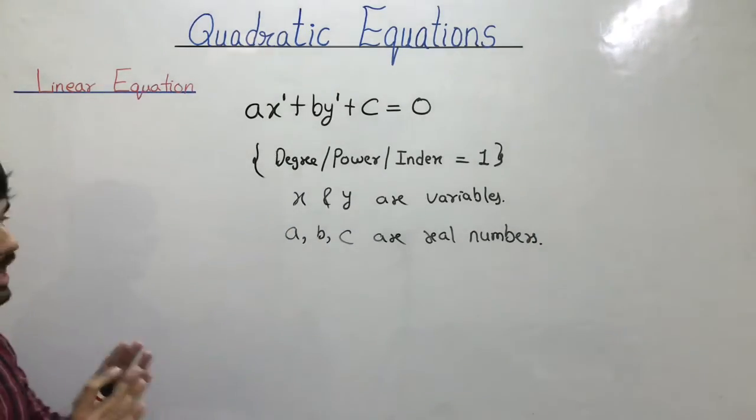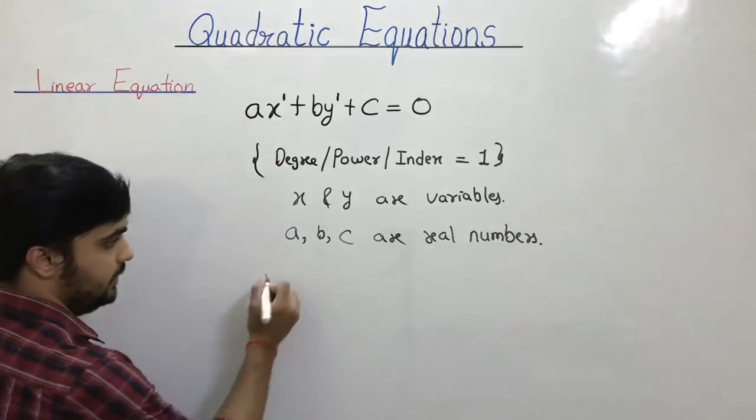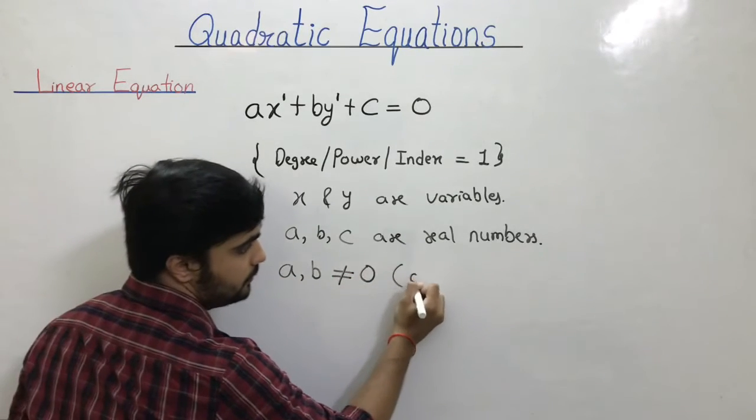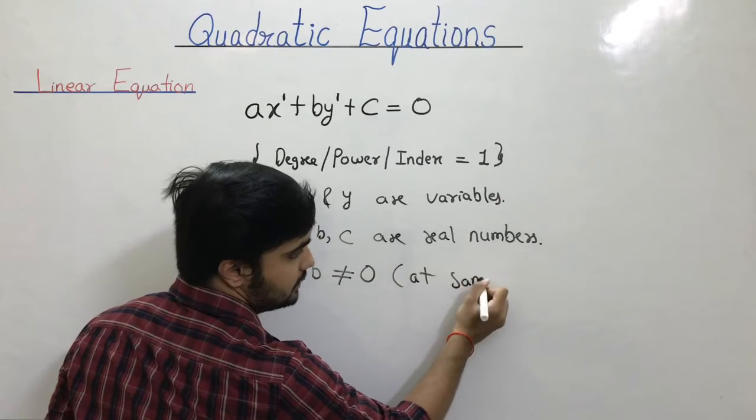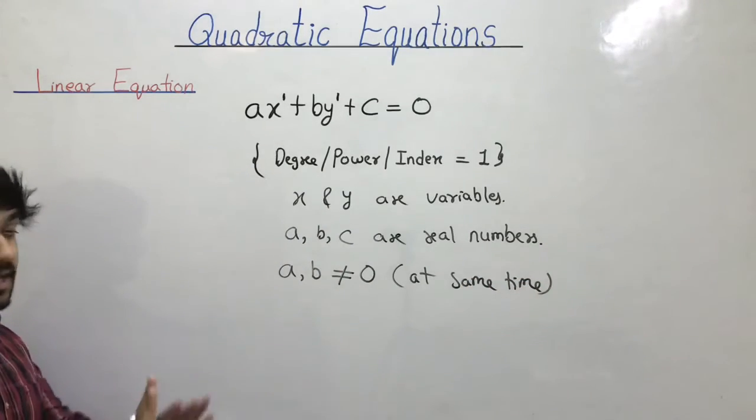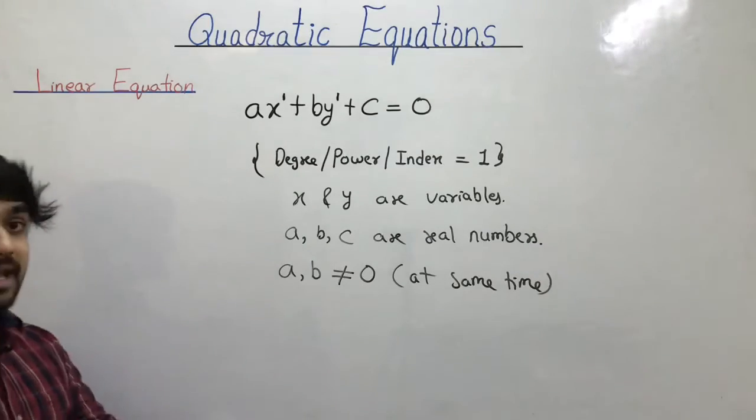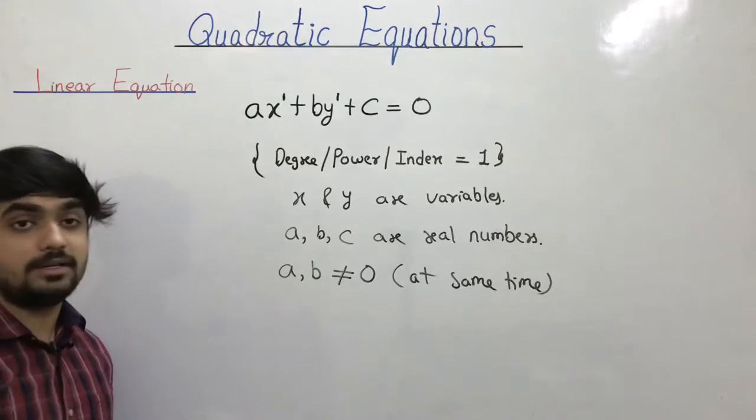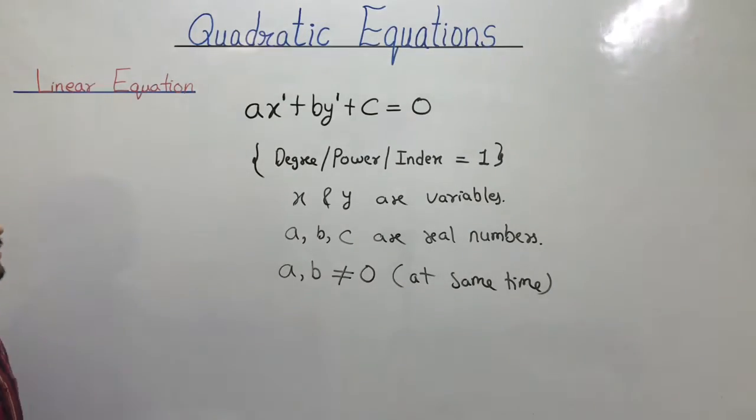So a and b cannot be 0 at the same time in this case. So a can be 0 but then b cannot be 0, and b can be 0 but then a cannot be 0. But both cannot be 0 at the same time. So this form of equation is called a linear equation.